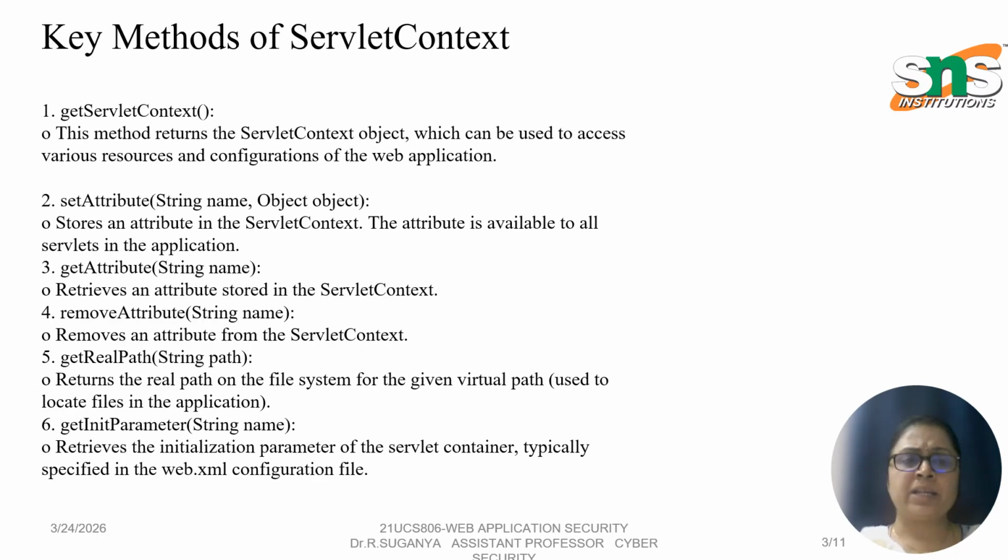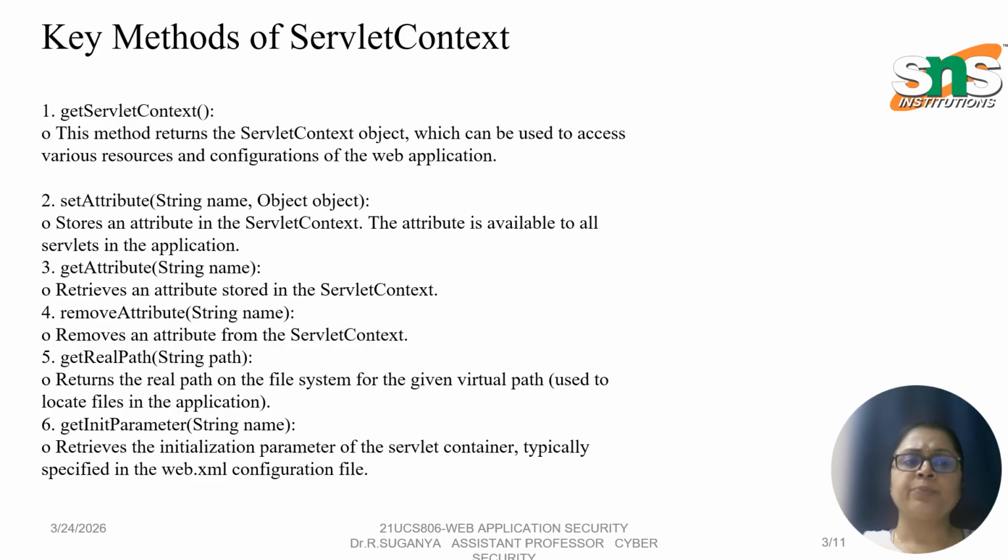Okay, so there are some key methods of servlet context like getServletContext, setAttribute, getAttribute, removeAttribute, getRealPath, and getInitParameter. So getServletContext is one of the methods. It returns a servlet context object which can be used to access various resources and configurations of the web application.